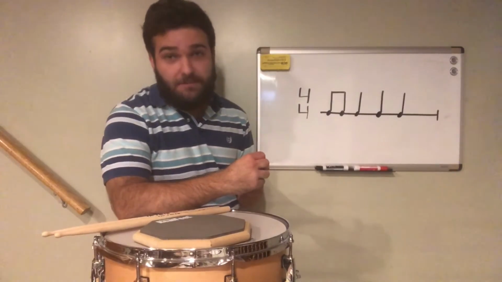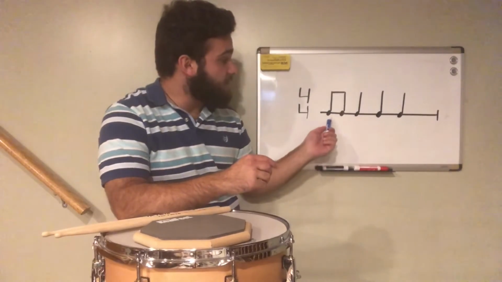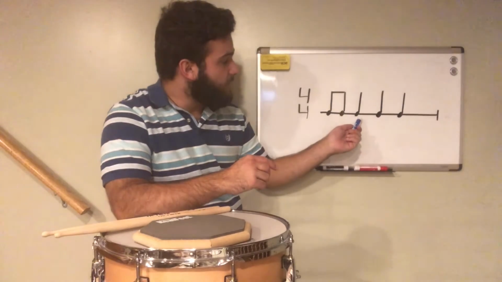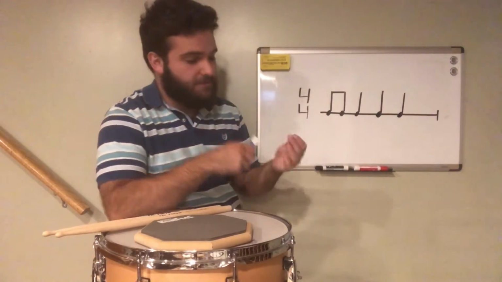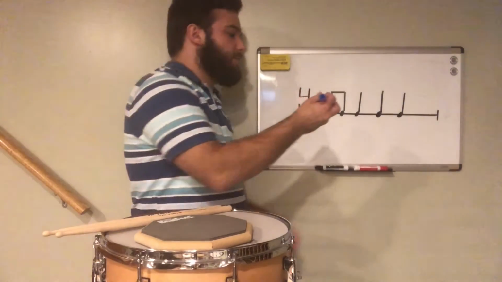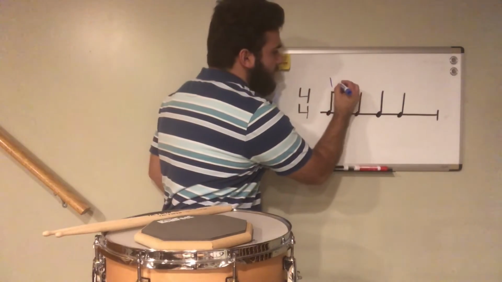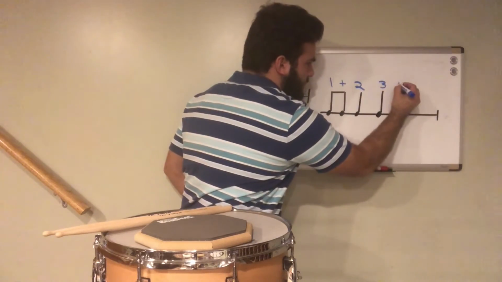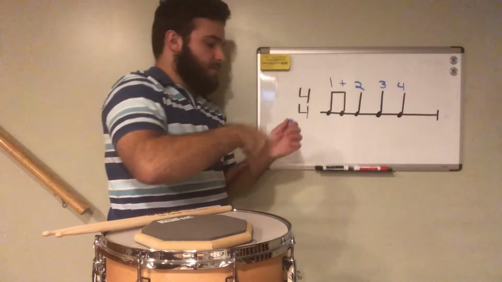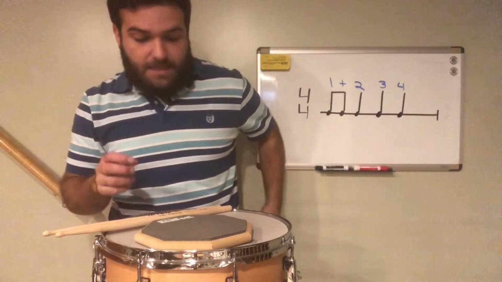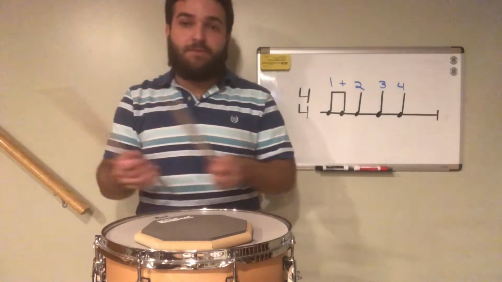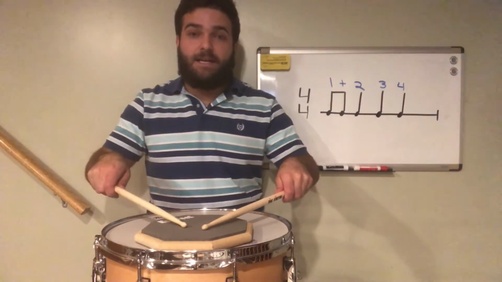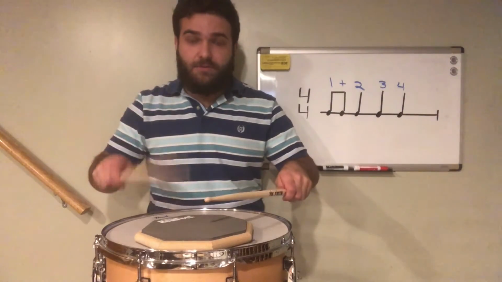So now let's say we have a rhythm like this, where we have 2 eighth notes on beat 1, and then we have 3 quarter notes to finish the measure. So let's count this first. We have 1 and 2, 3, 4. Let me play through it. Ready? 1 and 2, 3, 4.